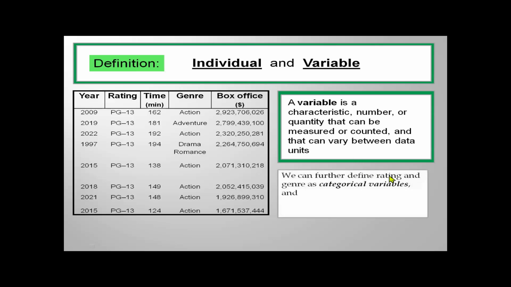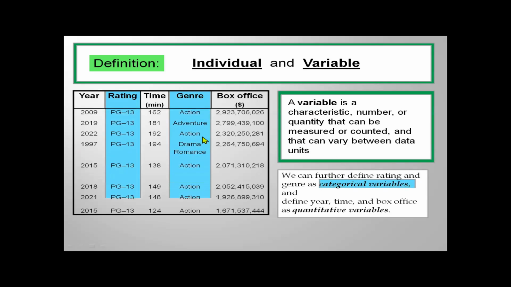We can further define ratings and genres as categorical variables because our ratings can be different types of characteristics. Here we have a bunch of PG-13 movies. However, we can also have rated R movies, G movies, etc. And we're defining years, times, and box office as quantitative variables, because these all involve numbers where we can perform some kind of mathematical operations and have meaning behind them.